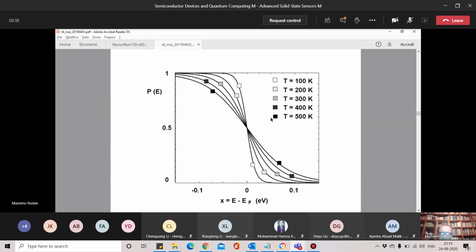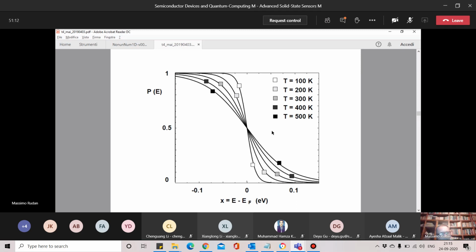The black squares are related to the high temperature situations. The gray and not so gray and white squares are with low temperature. So you can see that at large temperatures, the Fermi statistics increases beyond the Fermi level and decreases to the left of the Fermi level.